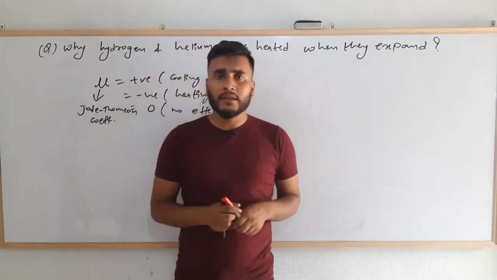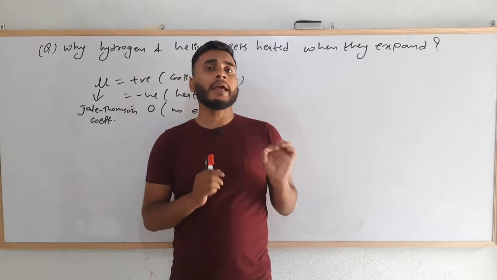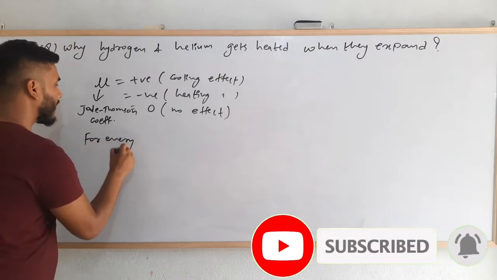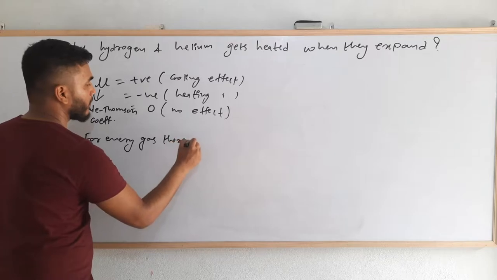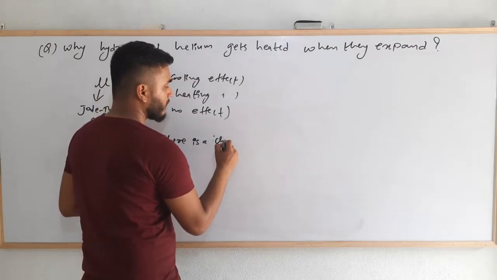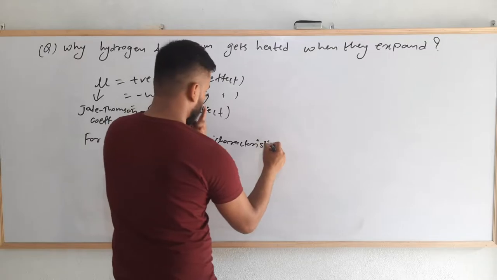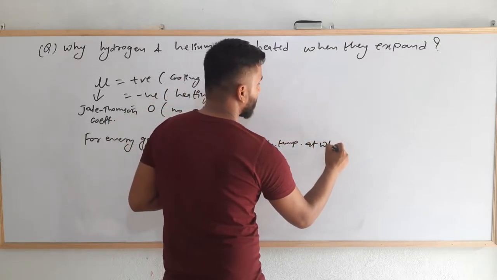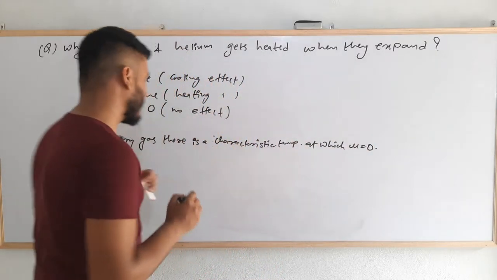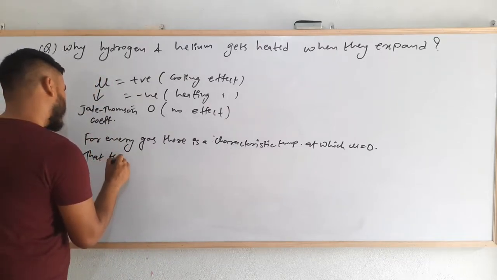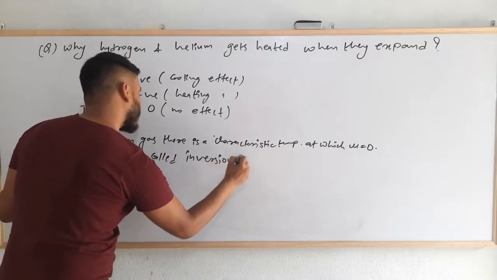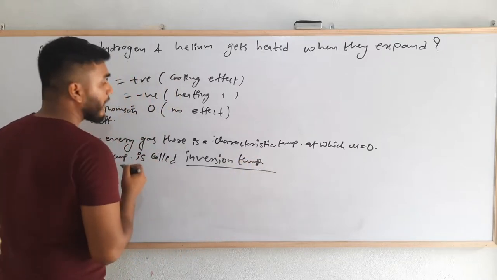So for every gas, there is a point or a temperature at which the value of mu becomes zero. Let me write that. For every gas, there is a characteristic temperature at which mu becomes zero. That temperature is called inversion temperature, or temperature of inversion.